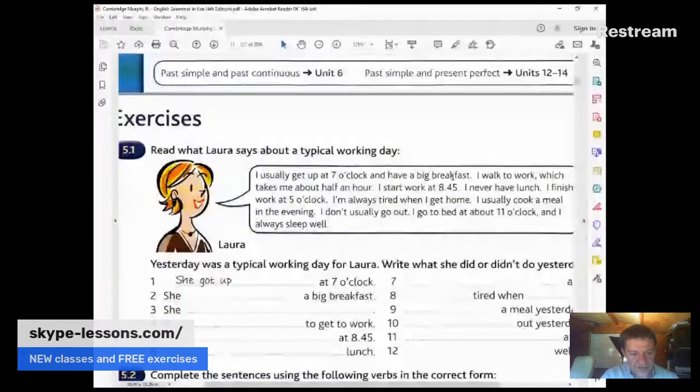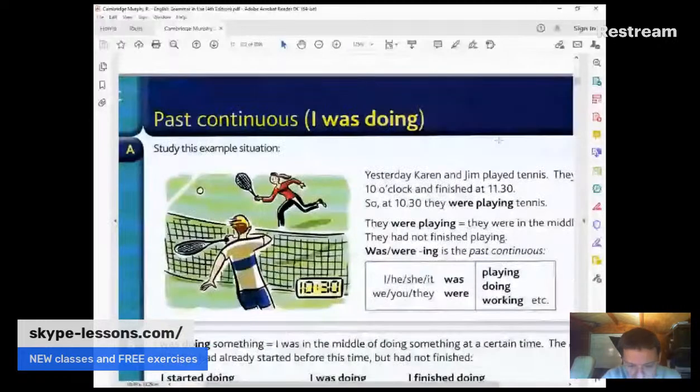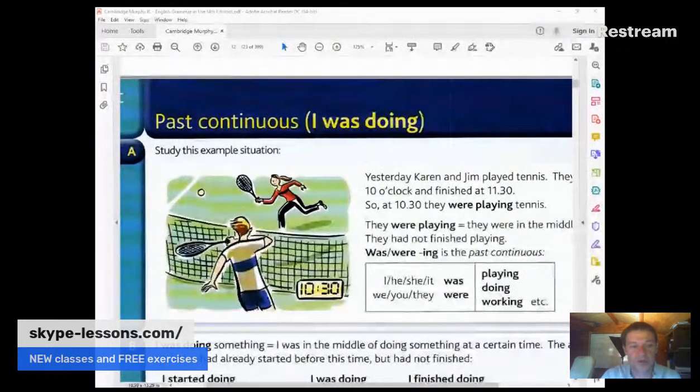And then there are some exercises, but then he looks at past continuous. Now, I want you all to understand that the difference between present simple and present continuous is identical to the difference between past simple and past continuous. Past continuous means in the middle of. I was in the middle of playing tennis is I was playing tennis. I played tennis means that it happened and it's done.